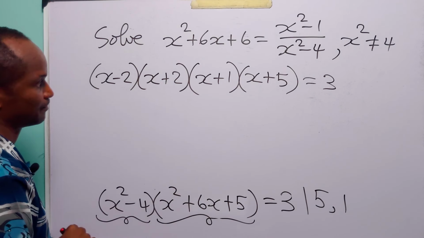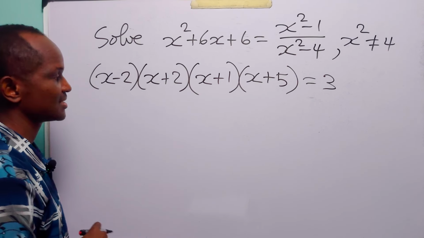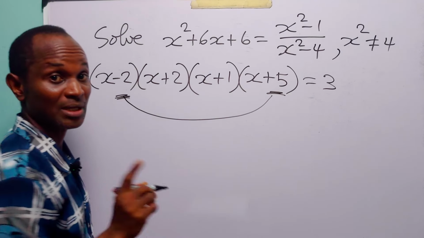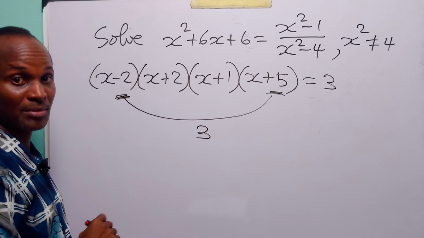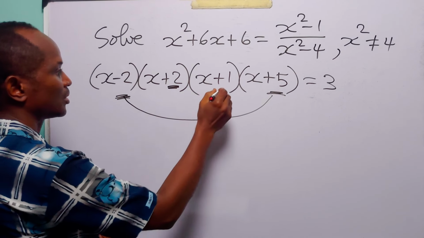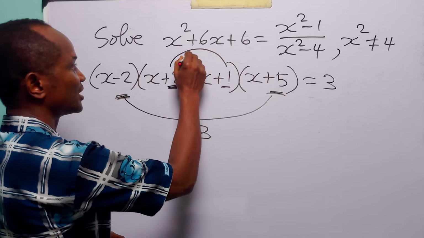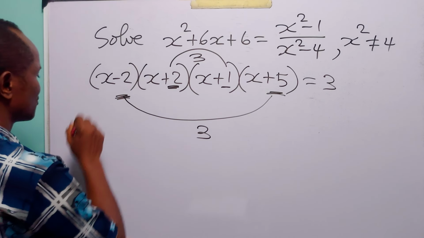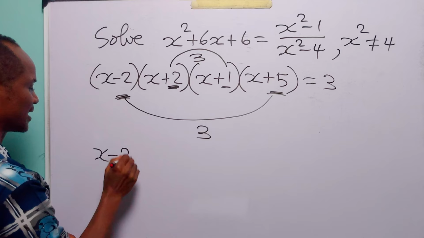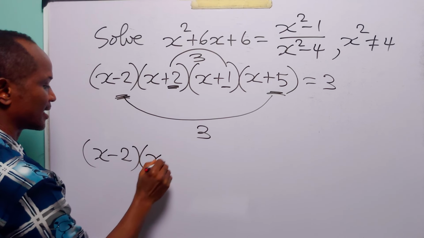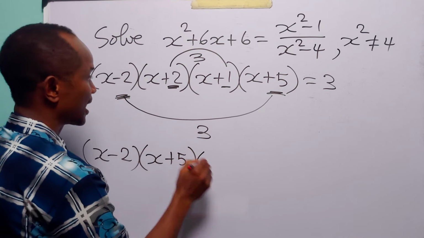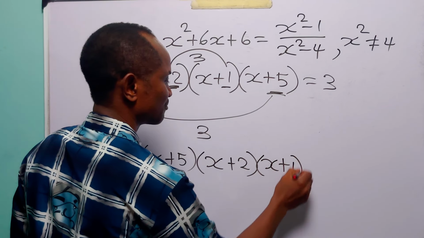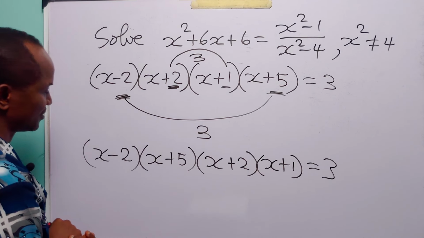and this is equal to 3. Now, the next thing you're going to notice is that minus 2 plus 5 is going to give us 3, while 2 plus 1 is going to give us 3 also. So let us rearrange these factors. We have (x minus 2) multiplied by (x plus 5), and we have (x plus 2) multiplied by (x plus 1). And this is still equal to 3.